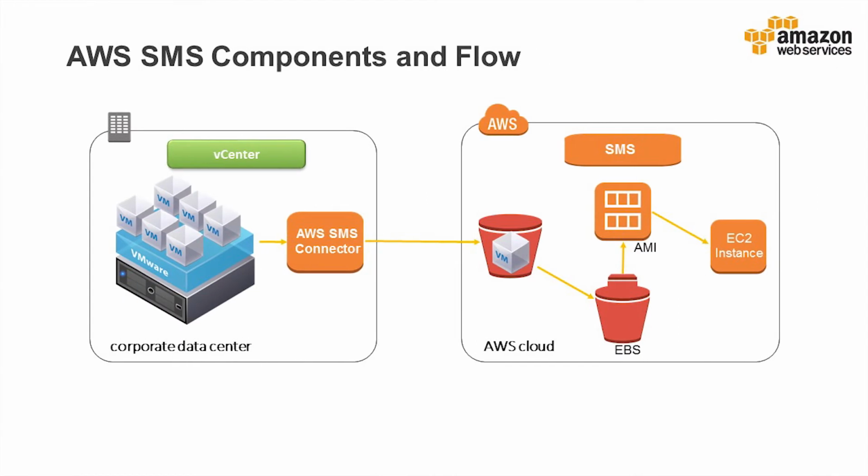This diagram shows the functional components and the VM migration flow of the migration service. The Server Migration Service uses a connector in the vCenter environment to capture and upload the VM volumes to an AWS S3 bucket. In the AWS environment, the Server Migration Service converts replicated VM volumes to AMI, which can be launched as an EC2 instance in the AWS cloud.